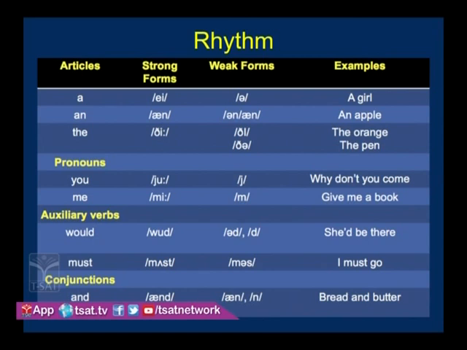And when you see pronouns like you, so why don't you come or why don't you come? Give me a book or give me a book. And when you take words like would and must, it's like she'd be there or she would be there. I must go or I must go. Bread and butter or bread and butter.